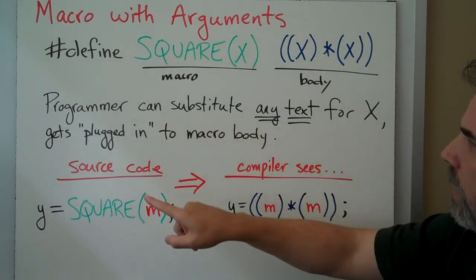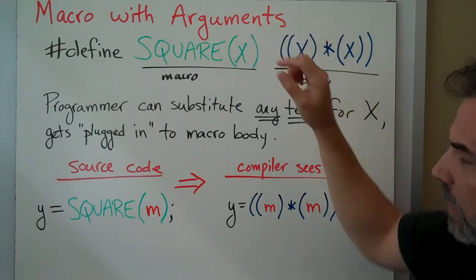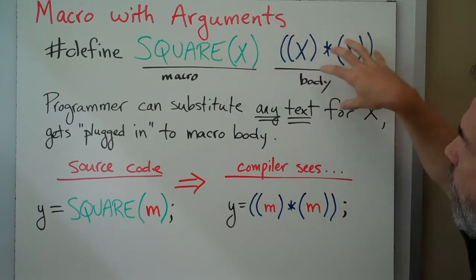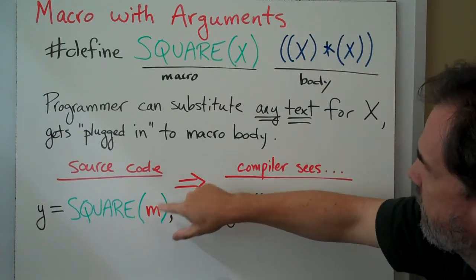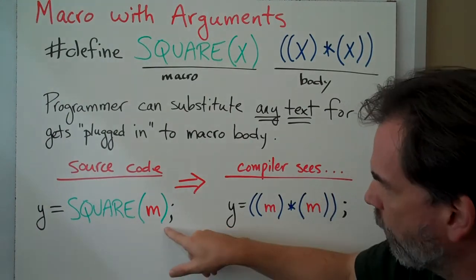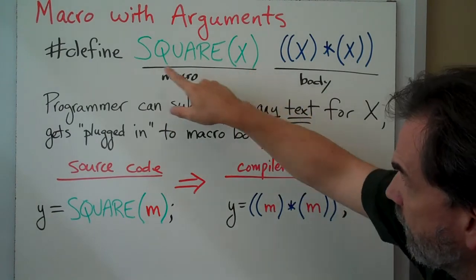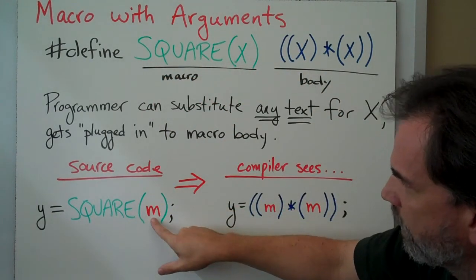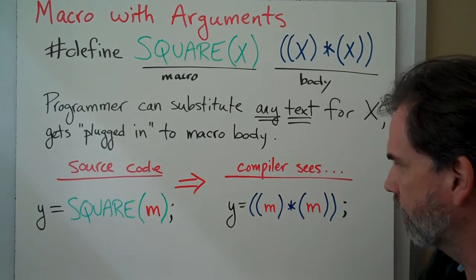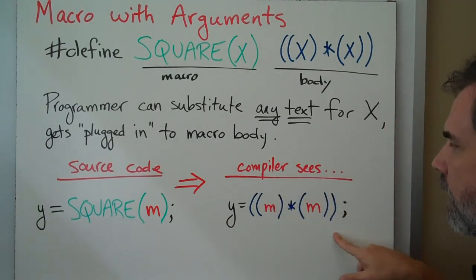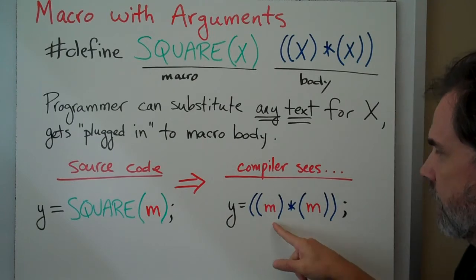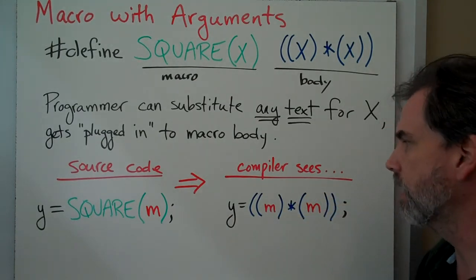Now the programmer can substitute any text for this argument here, and that text will be plugged in wherever you see x. This whole body will replace the macro, and the text that's the argument will replace this argument symbol here and here. Okay? So here's an example. y equals square of m. So this is a macro. We defined it here, pound define square x. So square has one argument, and we put the text m here. Now presumably m is a variable that we've defined elsewhere. What the compiler sees when it compiles is this statement, y equals m times m. It doesn't see this symbol square, it just sees the result of the text substitution that the preprocessor did.